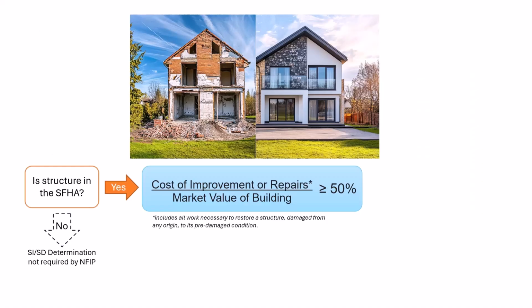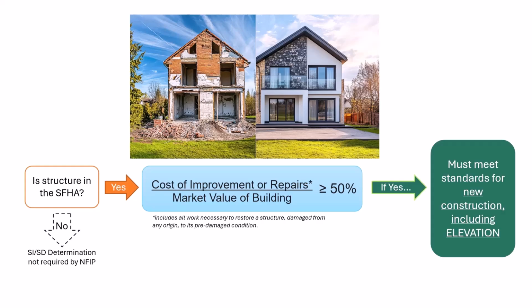If the structure is in the special flood hazard area and there's work proposed to change the existing structure, you must collect the full cost of improvement or repairs to the building and divide that by the structure's market value. If the ratio is equal to or greater than 50%, that substantial improvement or repair of substantial damage must meet your community's standards for new construction, and that includes elevation of the lowest floor to BFE plus 1 foot.